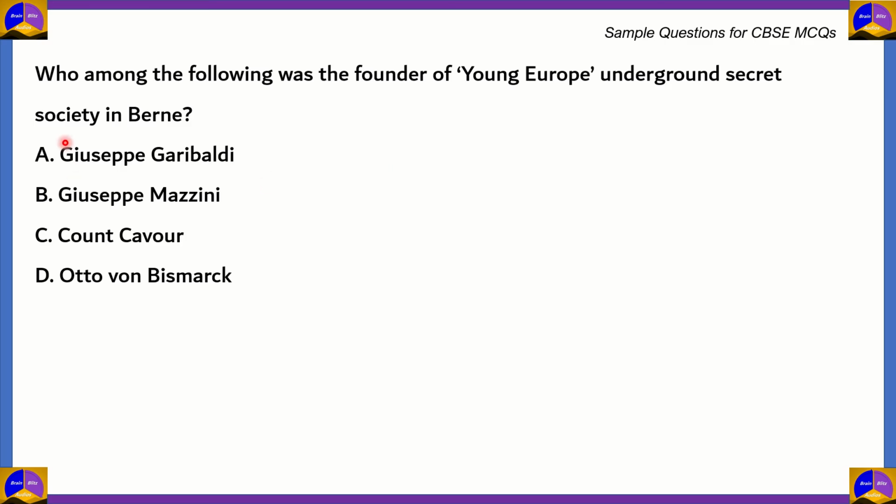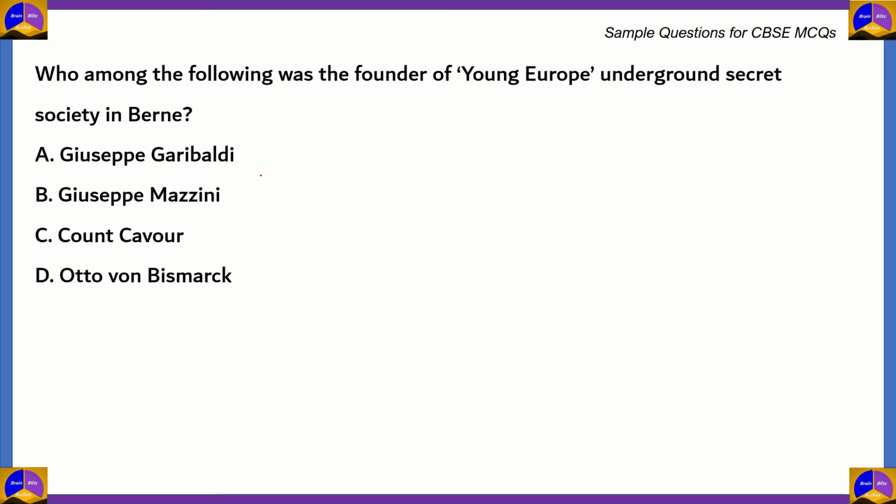So, here comes our first question. Who among the following was the founder of the Young Europe underground secret society in Bern? A. Giuseppe Garibaldi, B. Giuseppe Mazzini, C. Count Cavour, D. Otto von Bismarck? So, how do we solve this question? Let's look at each of the options.